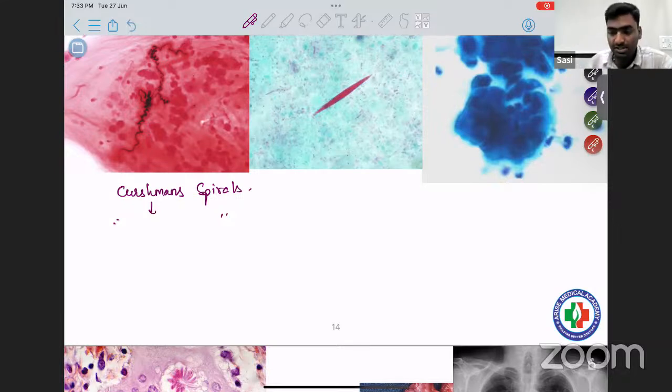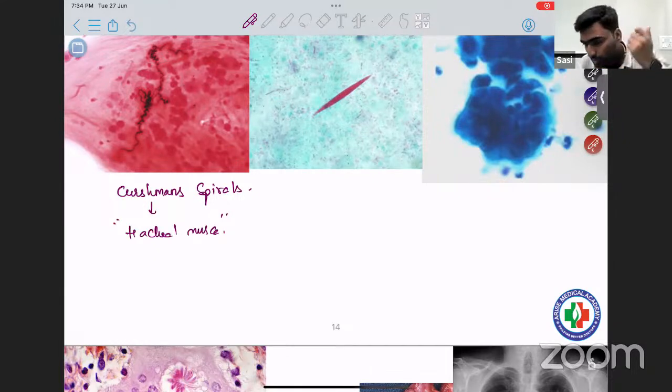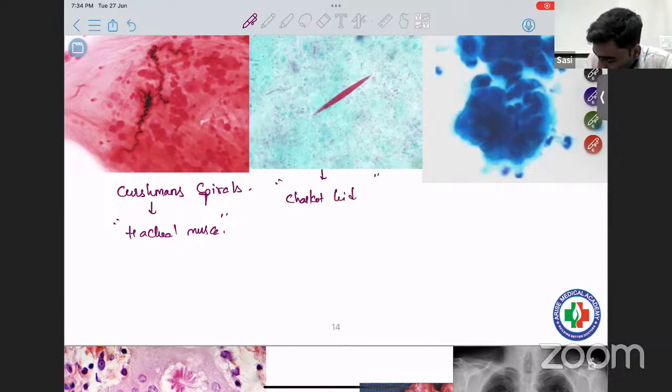Yeah, these Curschmann spirals are actually tracheal mucosal lines. They come from the mucosa of the trachea. And this one, what is this crystal? They are known as the Charcot-Leyden crystals. And they contain a thing known as galectin 10. Galectin 10 is present in the eosinophils.